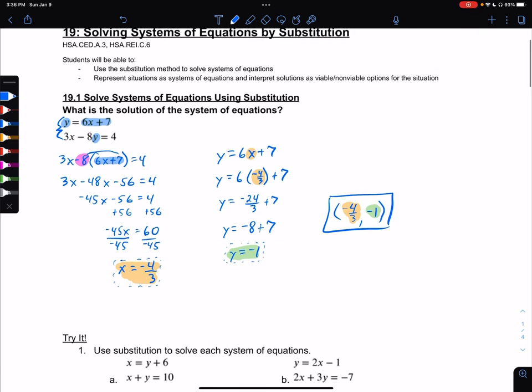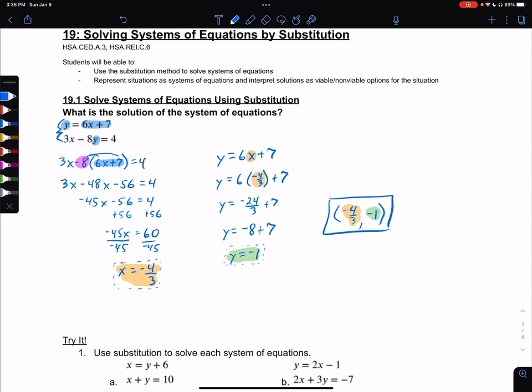It can be a quick process to do it, but sometimes graphing will be easier. Sometimes the next process that you'll learn, elimination, will be easier. But substitution is a very important skill or tool that you should have. And you're going to solve a lot of systems of equations using substitution. So make sure you grasp this and learn it and know how to do it.